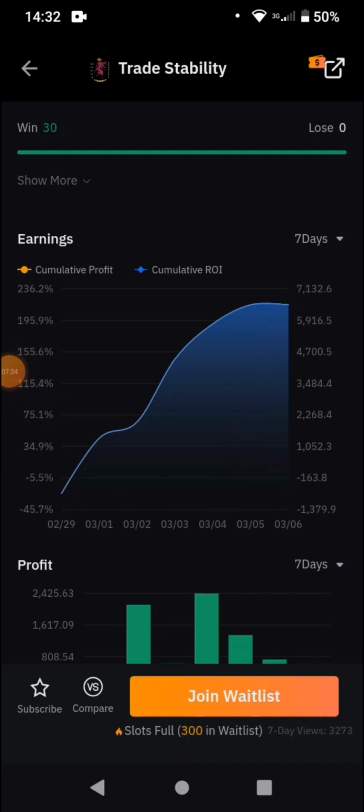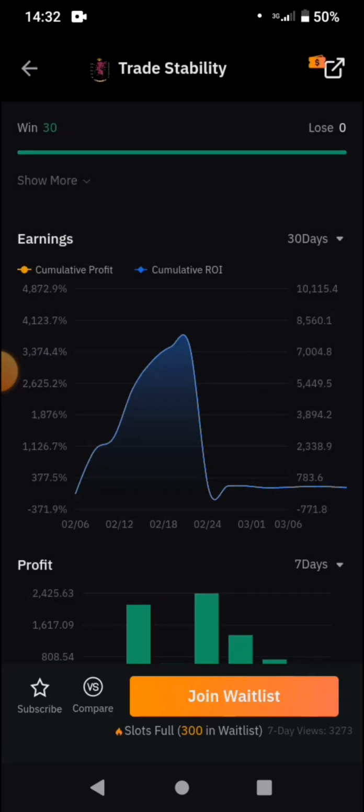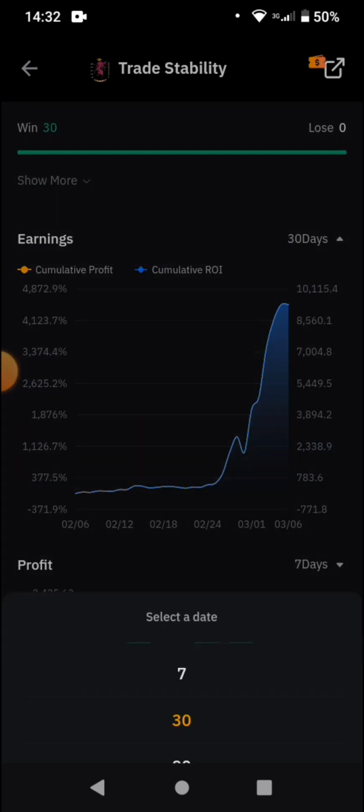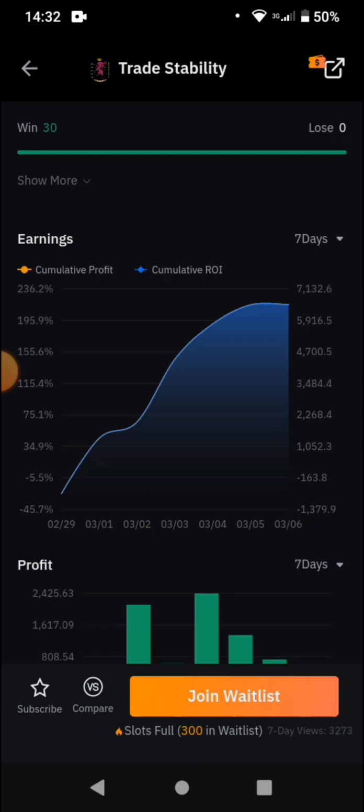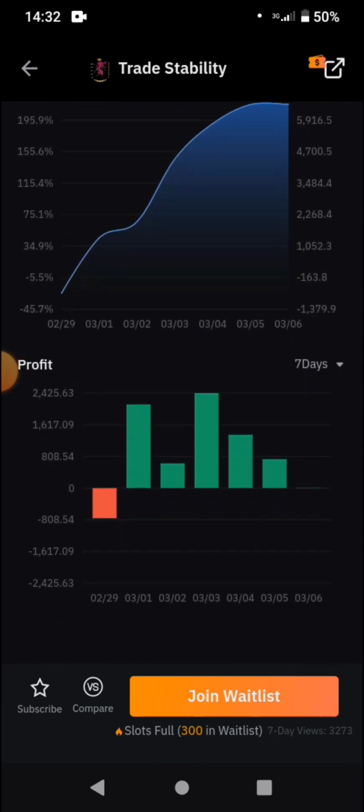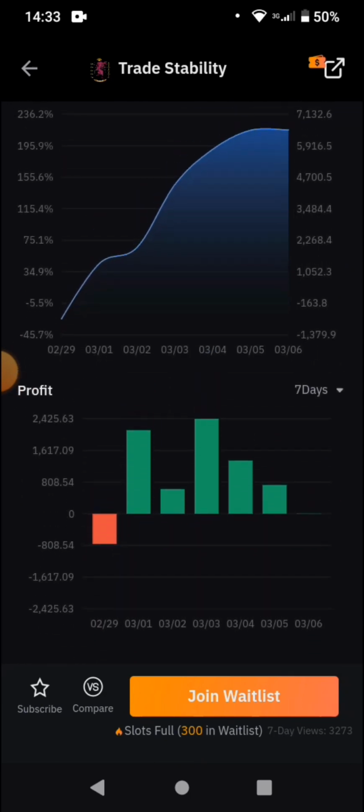This is for 7 days. You look at the 30 days performance of the trader. You look at the 90 days, how this trader is performing. You see the chart has just been increasing, which means this is a pro trader. Now you see how the profit has been moving up. You see the bars. Now there is no space. There is no slot currently for you to join this trader.